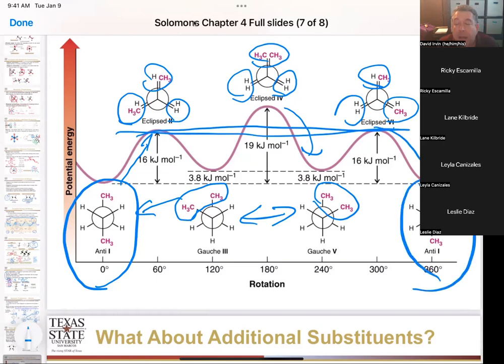So anytime we see these systems, this rotation around this bond, we want to look for the lowest energy one, knowing it's anti. But we also have two other semi-low energy ones, which are our gauche. Gauche is going to be the next lowest energy. Eclipsed is always higher in energy.